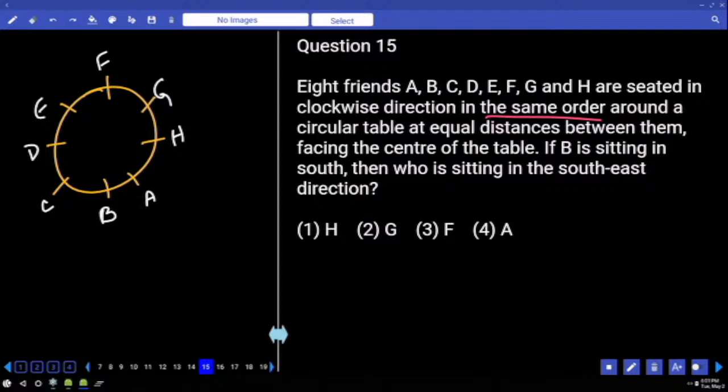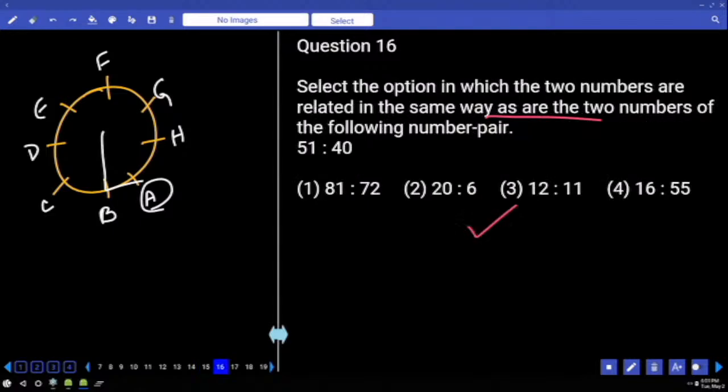Then the question is about southeast. Now this is south and east, so southeast. And who is that person? A. A is the choice for question number 15.